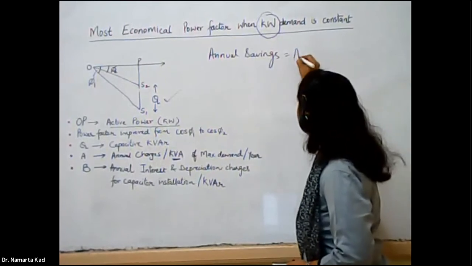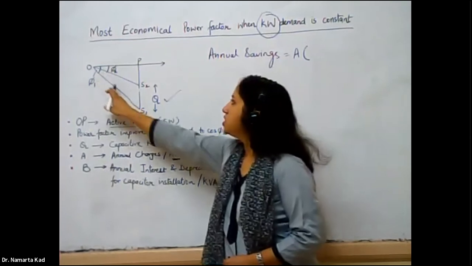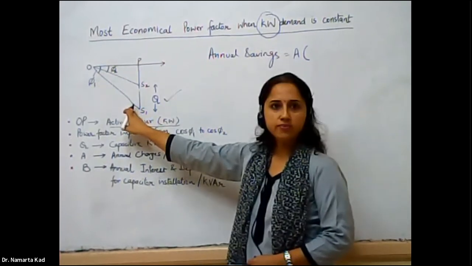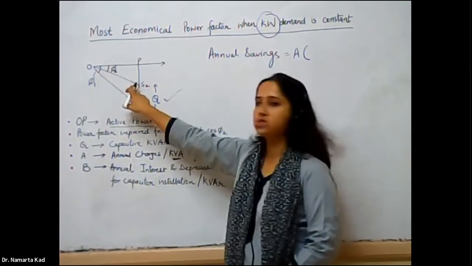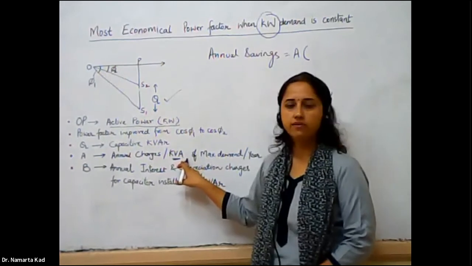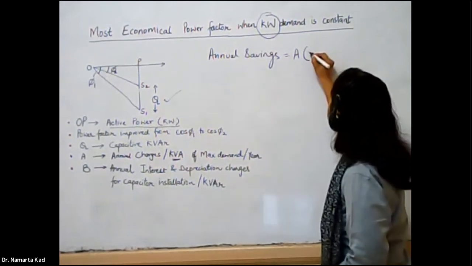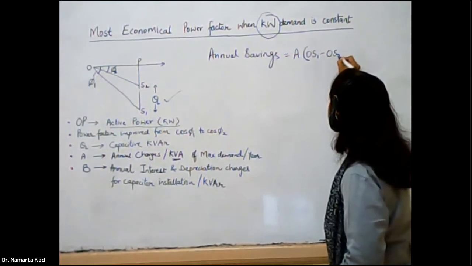So it is A multiplied by, initially kVA is OS1. After improving the power factor, the kVA becomes OS2, and A is the charge related to the kVA. So it is OS1 minus OS2.